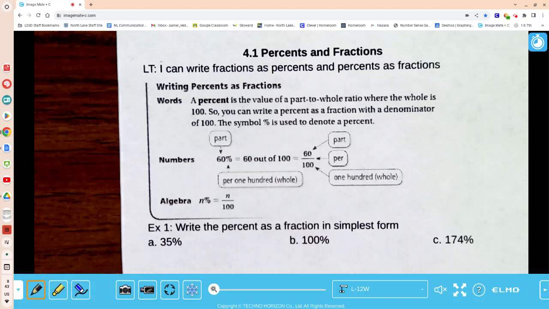4.1, it's about percents and fractions. Could I have a volunteer read the learning target where it says LT for learning targets? Natalie? Thank you. So that's all we're going to do today.